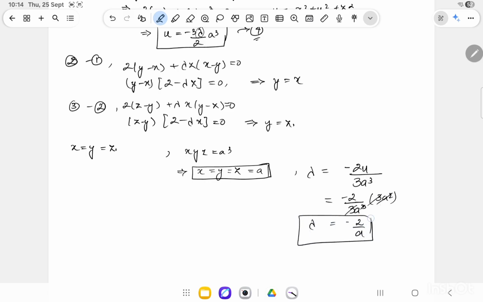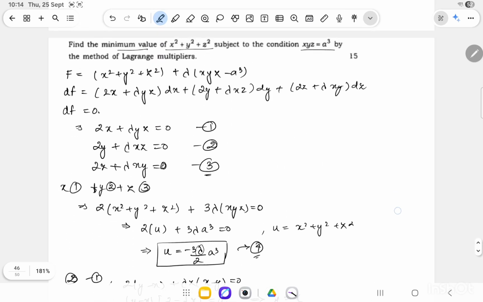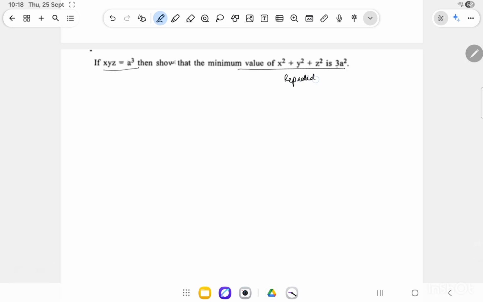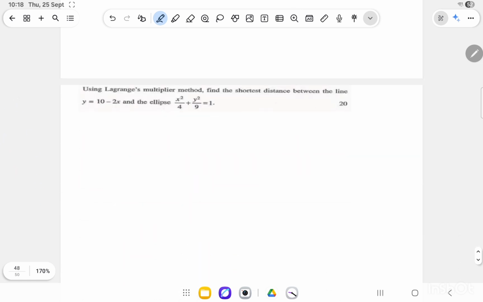Now let's check whether at this point, that is a and a, the value of function is minimum. Now it further shows that if this is the case, then show that its value is this, and this is the repeated question. Right now we discussed this repeated question. Now let's move on to the next question.